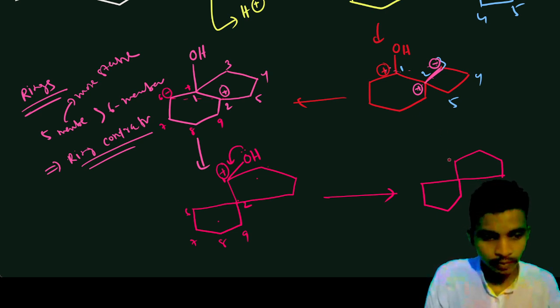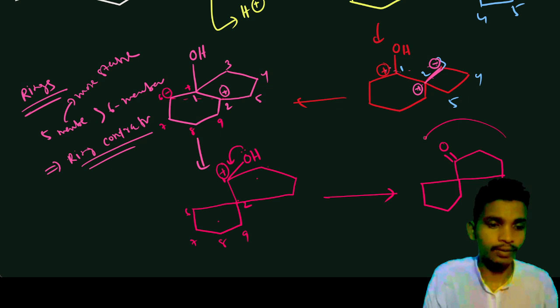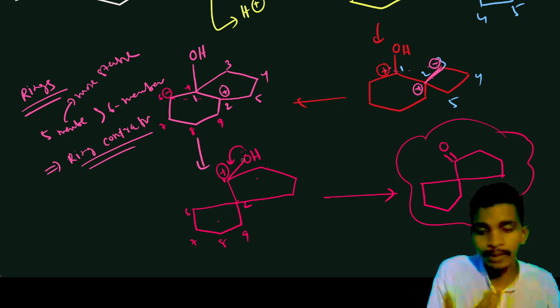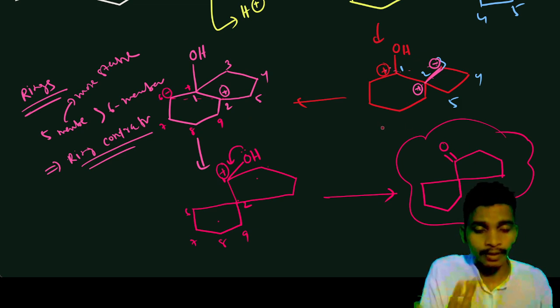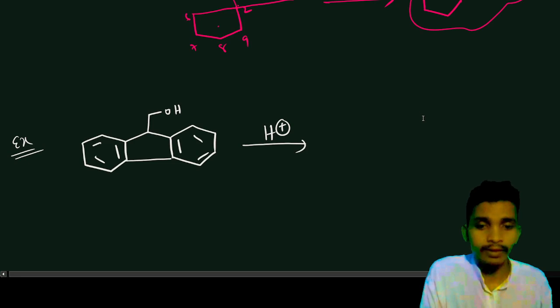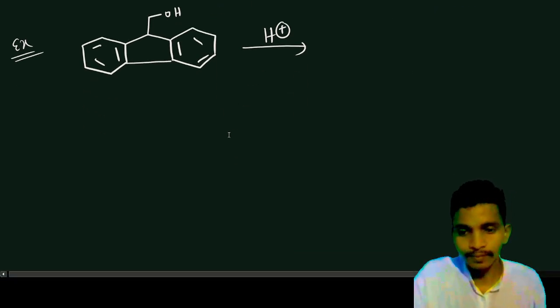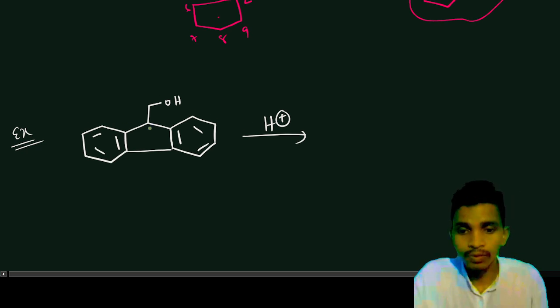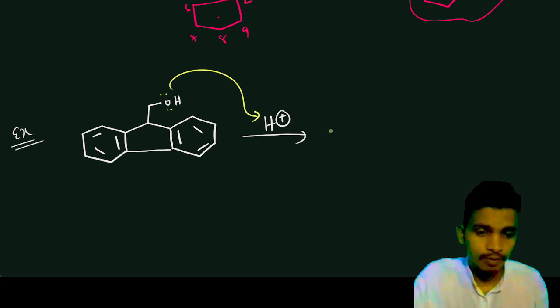Okay, and here we have the final product for this question. So you can make this type of ring expansion in the case of carbocations. Now, moving to the next question. This is also a very interesting question. Here a lone pair is there, so this will attack here. So what will we get?